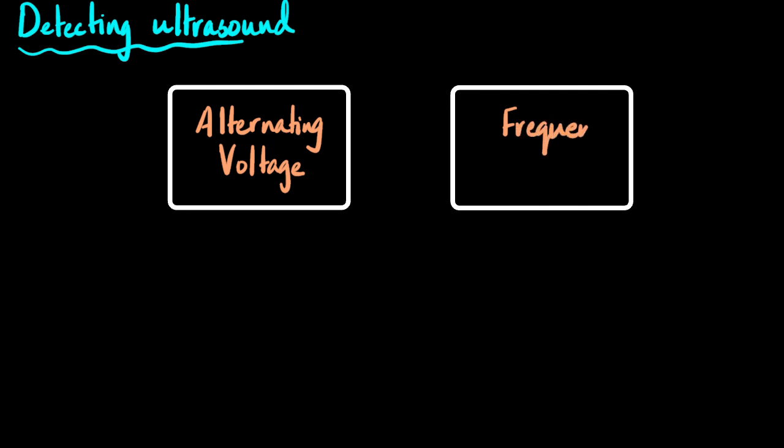So remember how previously, when we were talking about the process of production, what we said was that you are applying an alternating voltage, and that is going to give you a frequency, right? So waves which correspond to a certain frequency. So this forward path was basically related to the production. If you want to produce ultrasound waves, you'll have to apply an alternating voltage to the piezoelectric crystal, and that's going to give you the frequency.